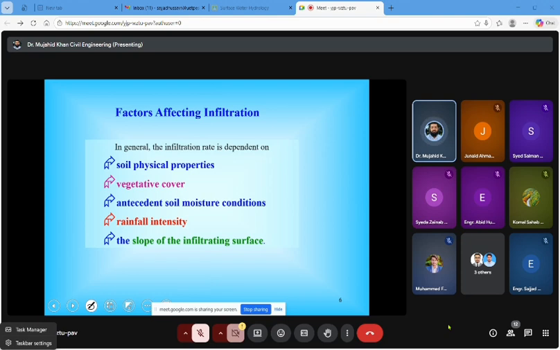Now, there are a number of factors affecting the infiltration rate. Number one, the soil physical properties. Number two, vegetative cover, soil moisture condition at the time of the rainfall, rainfall intensity, and the slope of the infiltrative surface. So we will discuss them one by one.